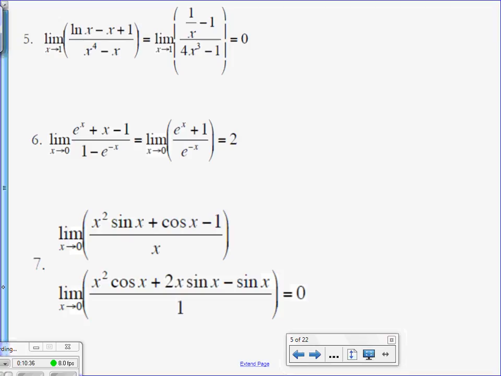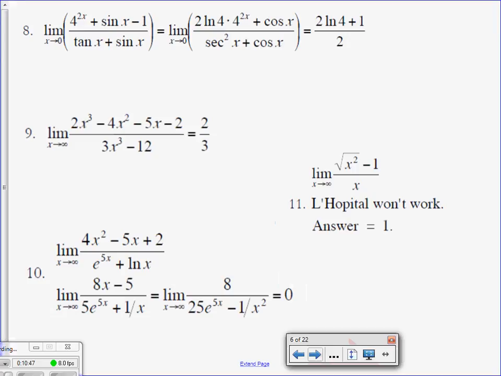Number 7. The answer is 0. Get that one? Yeah. Okay. That's looking good. 8. Oh, you had to remember the a to the u rule. Well, did you realize at first you had 0 over 0? So you applied it. Did you get the right derivative? Oh, that's the u prime. Remember, it's a to the u, ln of a times u prime.